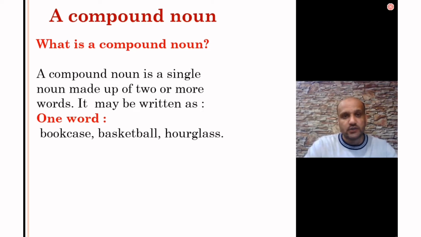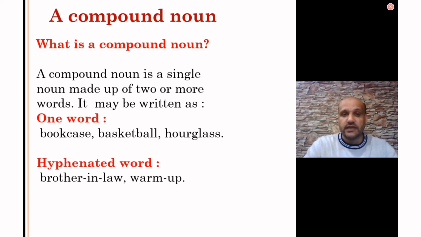Look at the word bookcase. In fact, it consists of 2 words, but we joined them to make it one word, a compound noun. Book and case became bookcase, one word. Basketball, hourglass. Look, it's one word. Also, the compound noun can be a hyphenated word. For example, brother-in-law. They are 3 words. To make it a compound noun, it must be hyphenated. For example, warm-up. Also, it's 2 words. To make it a compound word, it should be hyphenated.